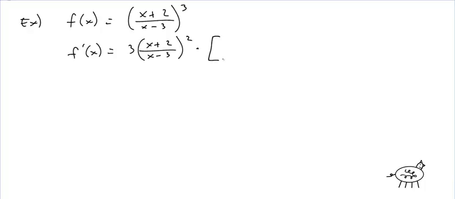So it's bottom times the derivative of the top, which is just 1, minus the top times the derivative of the bottom, which is 1, all over the bottom squared.